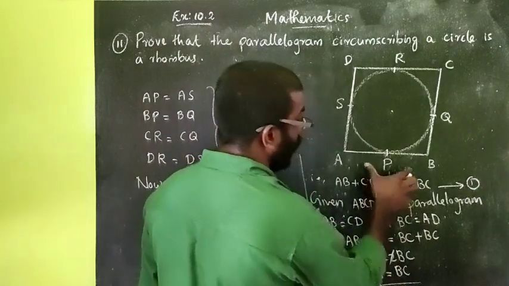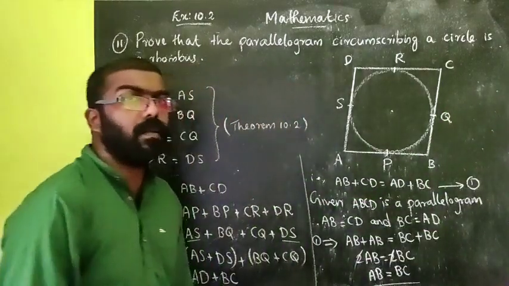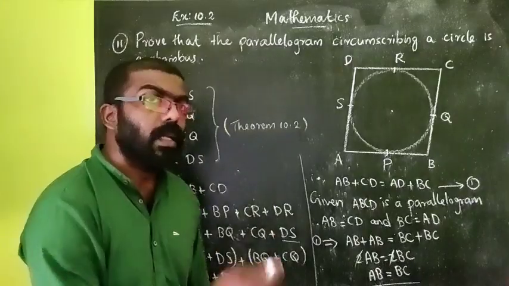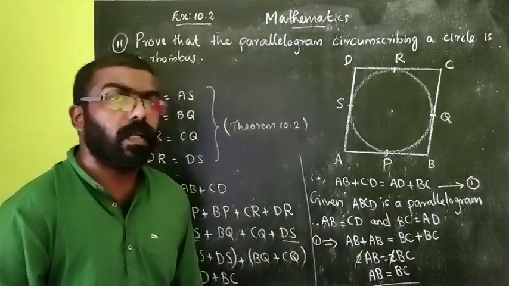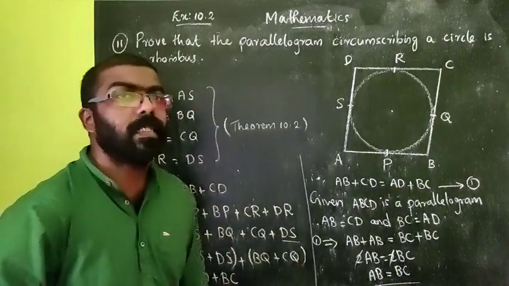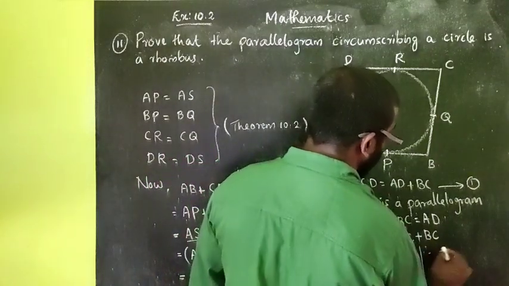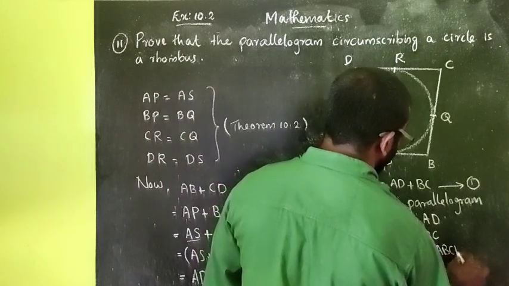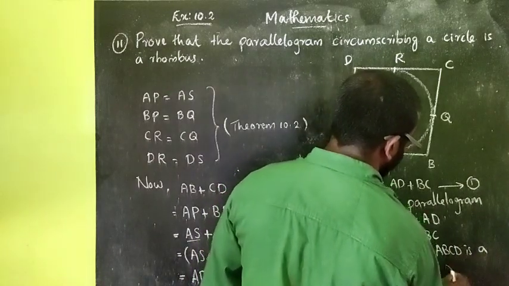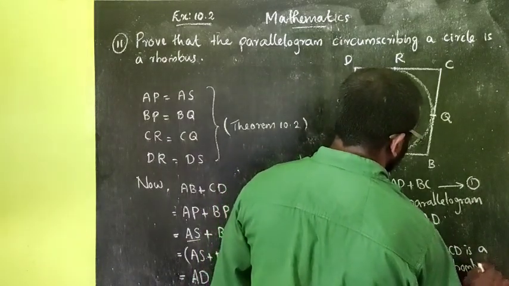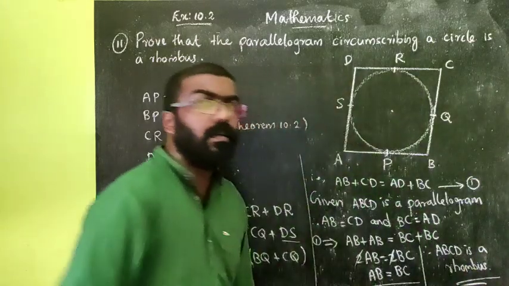That means the adjacent sides are equal. Already opposite sides are equal. Here we got that the adjacent sides are also equal. That means all the 4 sides are of equal length. Therefore, we can conclude ABCD is a rhombus. Understood?